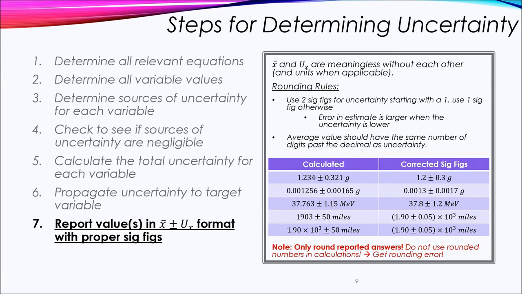Last note here is make sure you only round reported answers. Anything that you're using in a calculation should carry with it as many digits as you're capable. The reason why I say this is because you can get rounding error, and most people will keep track of that, especially if it stays with you after you round your significant figures. So be careful about that.